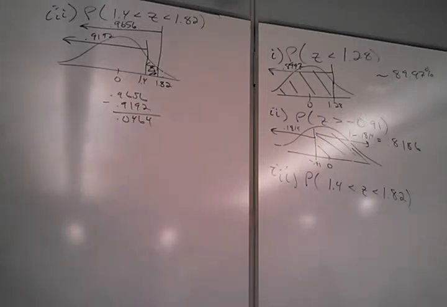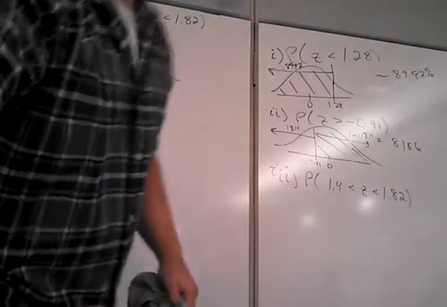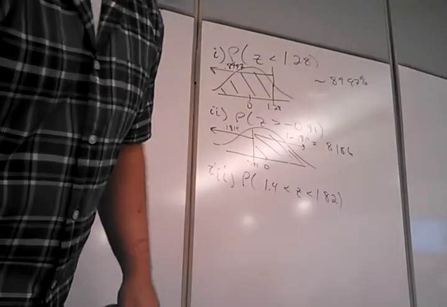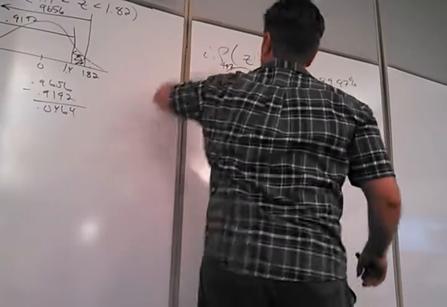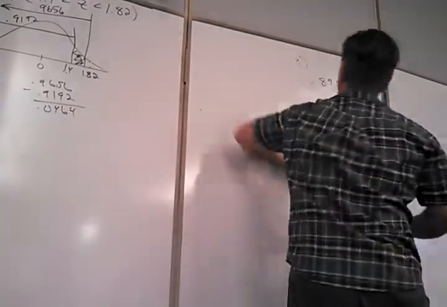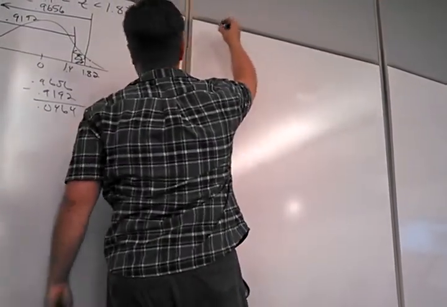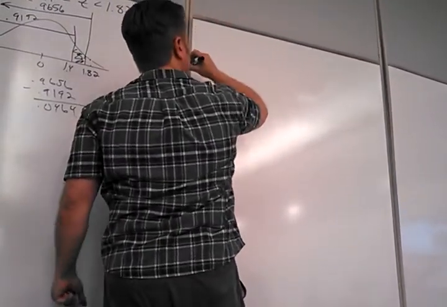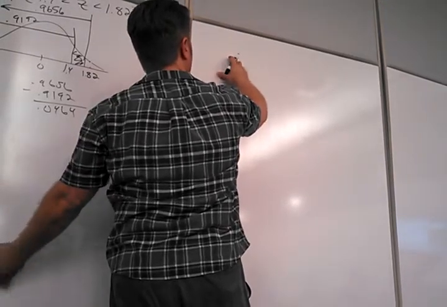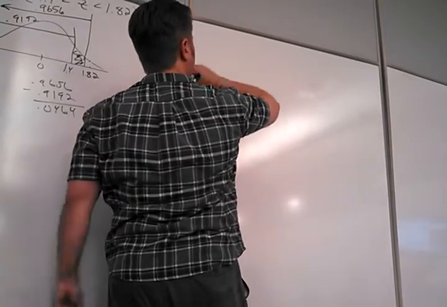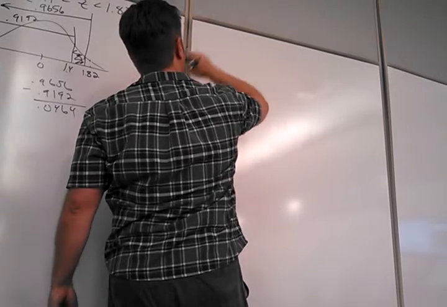Let's see. I don't want to do something boring like that. Let's do that. IQ scores are normally distributed, and they have a mean of 100 with a standard deviation of 15.